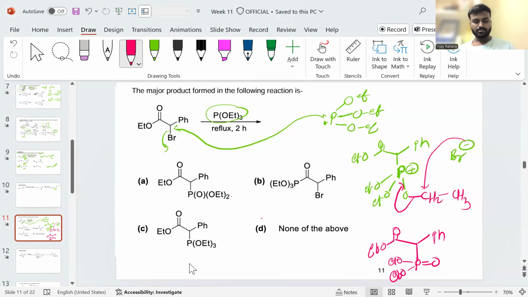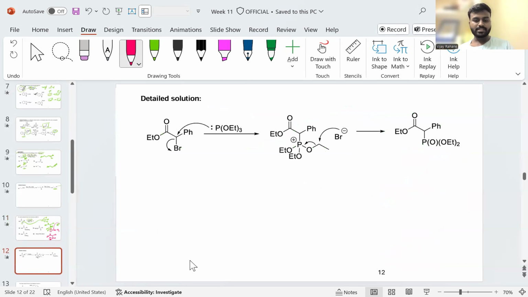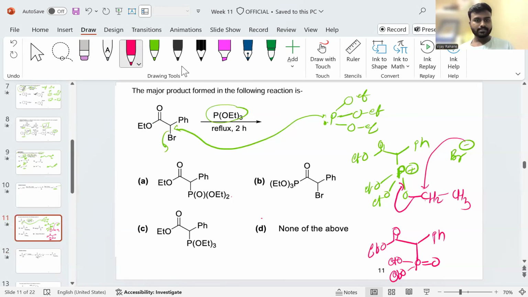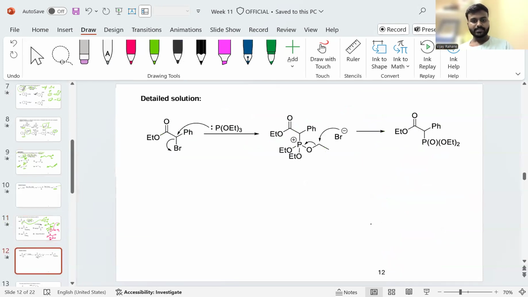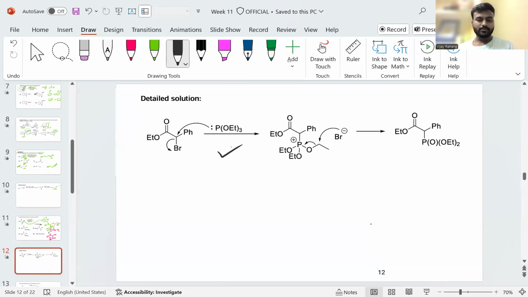So if you want the full reaction mechanism, you can refer to this slide, which is just saying what I have explained here. So the first step. So that's the first step, and this is the second step. So you can refer to this slide or note it down. The concept is the same that I have explained.